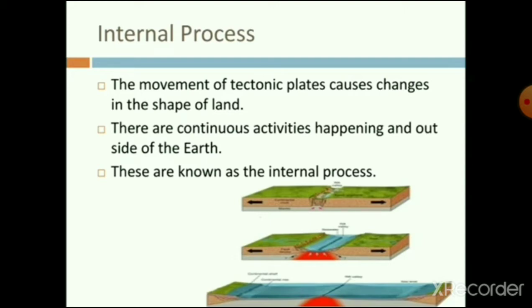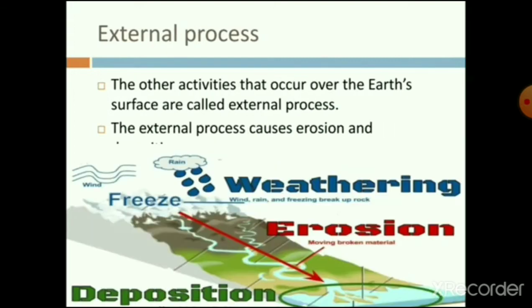Let's come to the next point, external process. The other activities that occur over the earth's surface are called external process. The external process causes erosion and deposition. However, these processes are very slow and happen over many years.